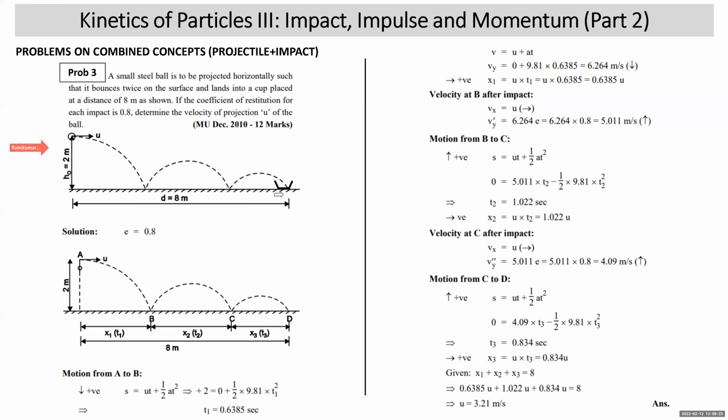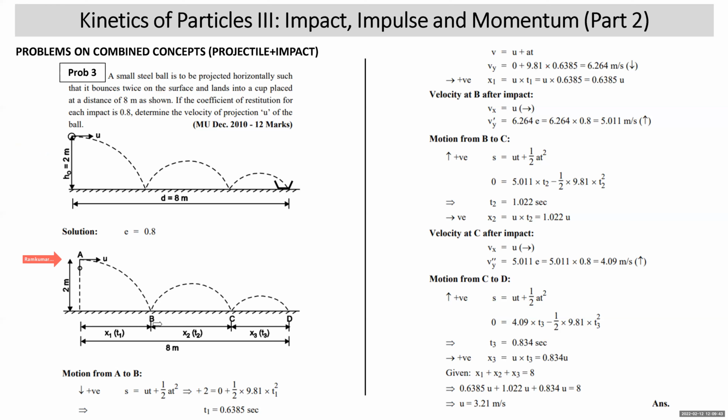At the third impact level, there is a cup where the ball is landing. So we first apply the equations of projectile motion from A to B. I have to apply impact at B. Then I take projectile motion from B to C. I have to apply impact principles at C, and then it lands into the cup. Then I take projectile motion from C to D.